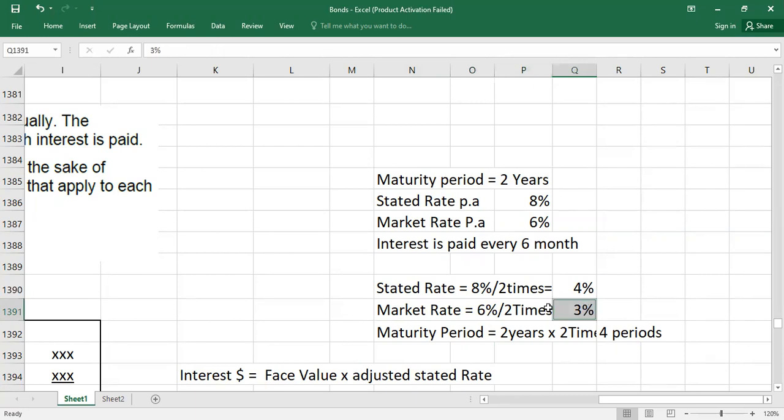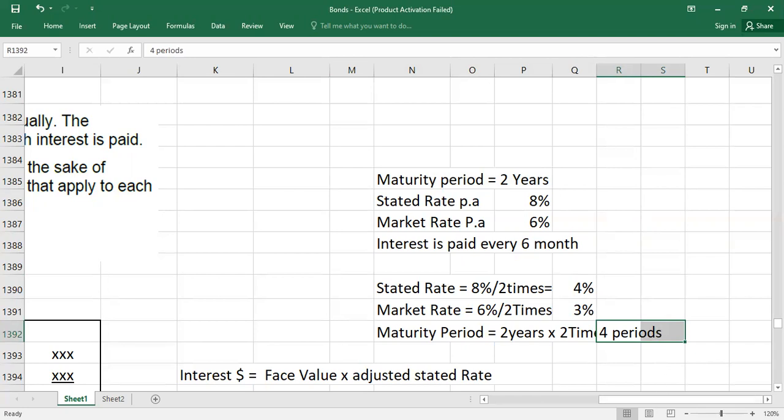Similarly, you also need to adjust the maturity period. The maturity period is 2 years, given in the example because I'm assuming the bonds are going to be repaid after 2 years. You will multiply by the number of times interest is paid per year, which is 2 times, so you will get 4 periods. It means overall the bonds will mature after 4 periods.